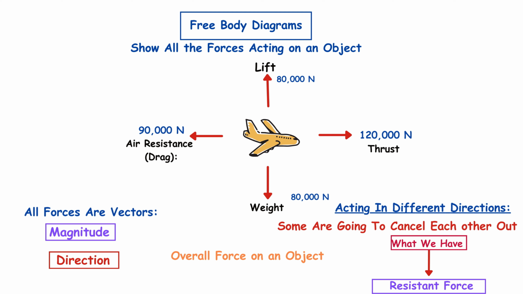Since these forces act in different directions, some of them will work against each other and effectively cancel each other out. Once we have accounted for all of the forces acting in opposite directions, what we are left with is called the resultant force. This resultant force can be thought of as the net or overall force acting on the object at that moment. The easiest and most systematic way to determine the resultant force is by examining the horizontal and vertical components separately. This means we calculate how much force is acting in the up and down directions, and then how much force is acting in the left and right directions.